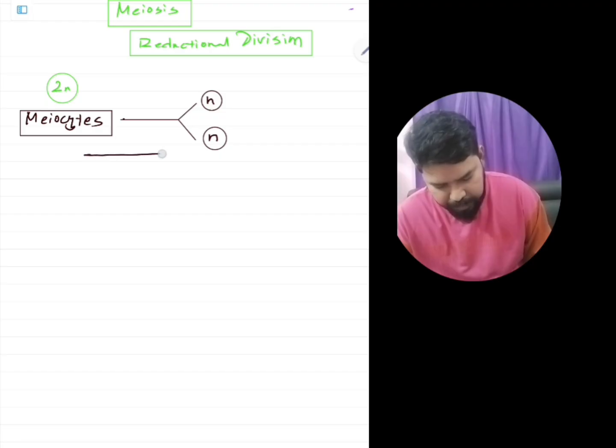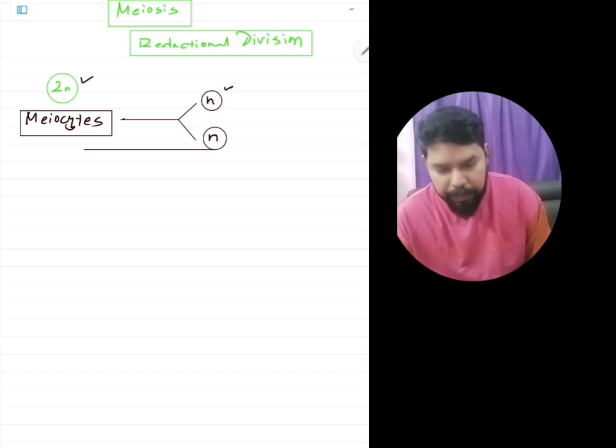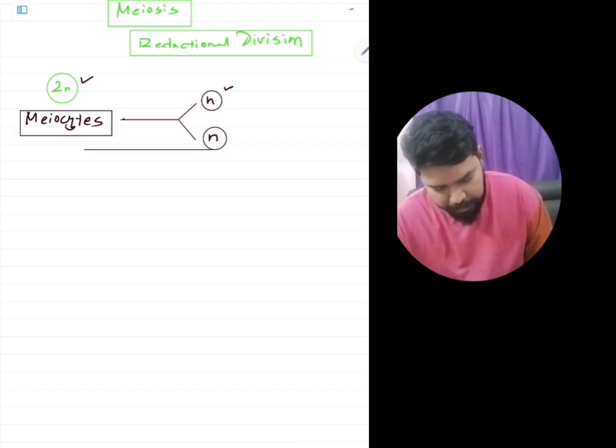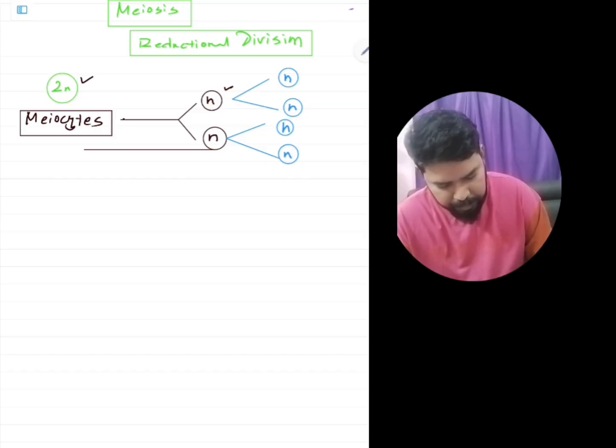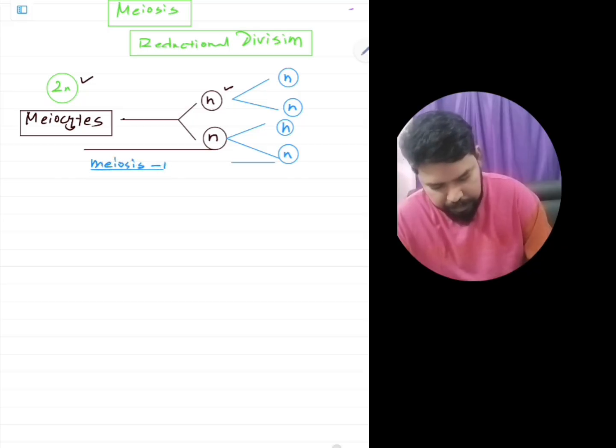Clear? Here you have seen the number of chromosomes has declined from 2n to n, and the number of cells has also increased, isn't it? And from these n cells, when meiosis 2 starts, again two cells will form from each daughter cell formed by meiosis 1. Let me label it. This is meiosis 1 and this is meiosis 2.